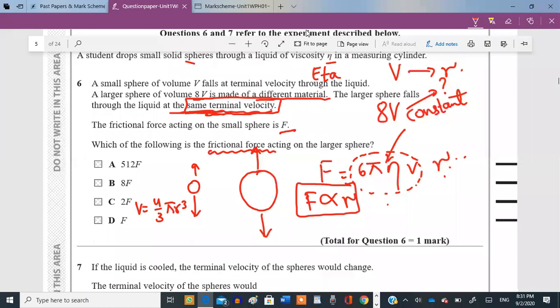Right, so I was saying that F is equal to 6 pi eta multiplied by V multiplied by R. This is your Stokes' law. If 6 pi eta and V are constant, the terminal velocity is constant, then force and radius are proportional to one another. So we need to see what's the change in the radius for this bigger sphere. To find out the change in the radius, we'll need to use this formula for volume.